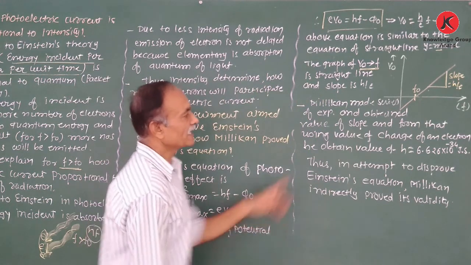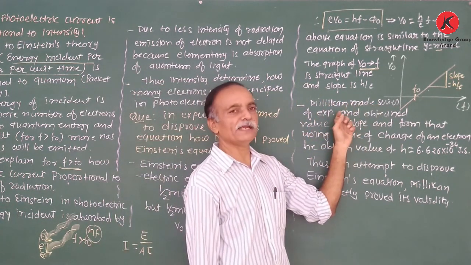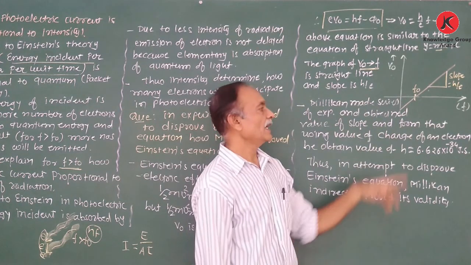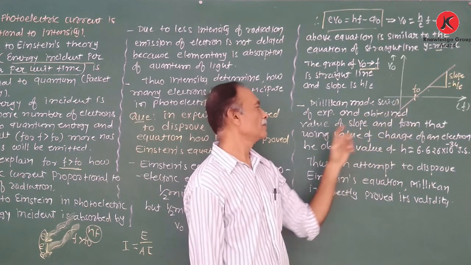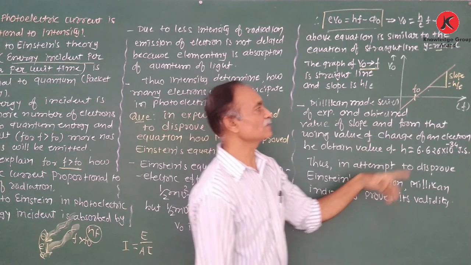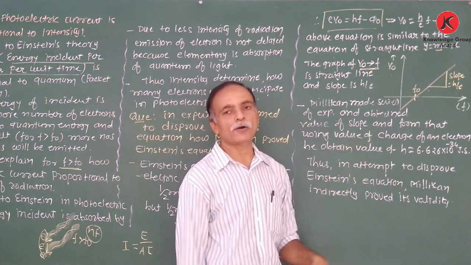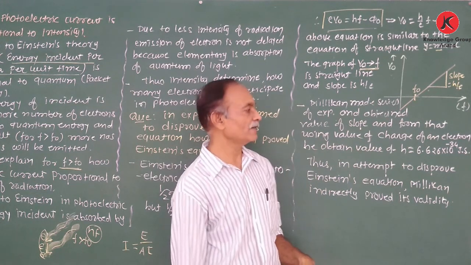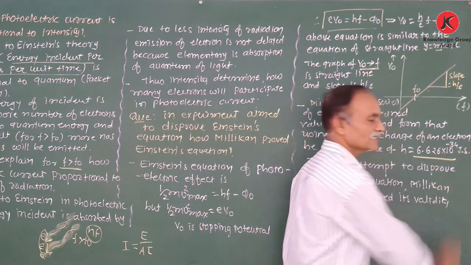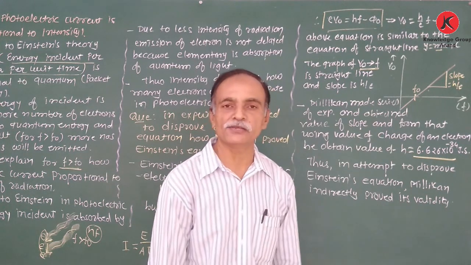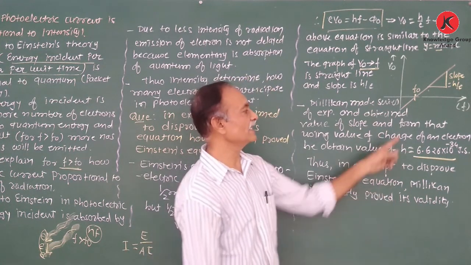So Millikan made a series of experiments and obtained the value of the slope. And from this slope, using the value of the charge of an electron, he obtained the value of Planck's constant. He obtained 6.626 into 10⁻³⁴ joule second in each and every experiment.